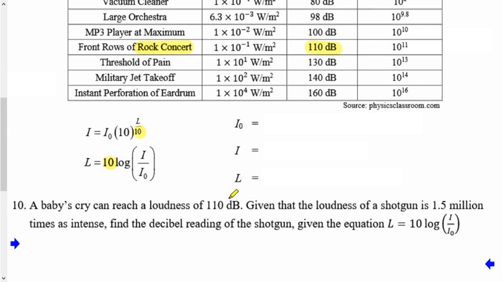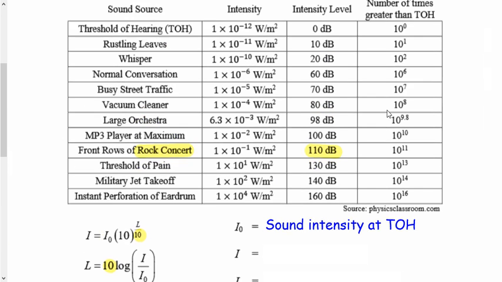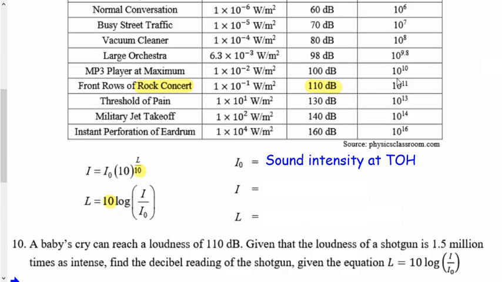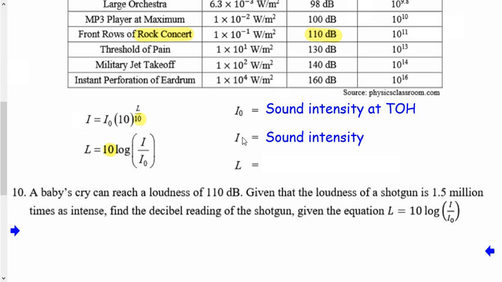Okay, so once again, our I sub 0, as we mentioned earlier, is going to be the intensity of sound at the threshold of hearing, that's the TOH, and we saw that in the table up here, so how many times it is compared to the TOH, threshold of sound. I would be some intensity for whatever sound we're thinking of, so here, threshold of pain is like 130 decibels. And then L would be the loudness, so that would be our decibel measurement for the sound.